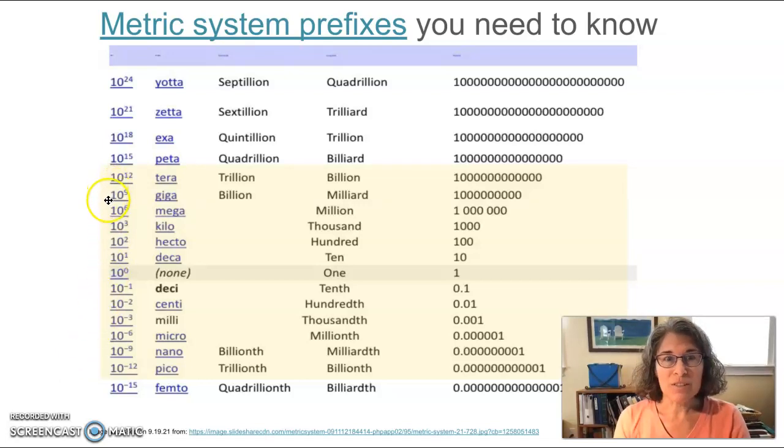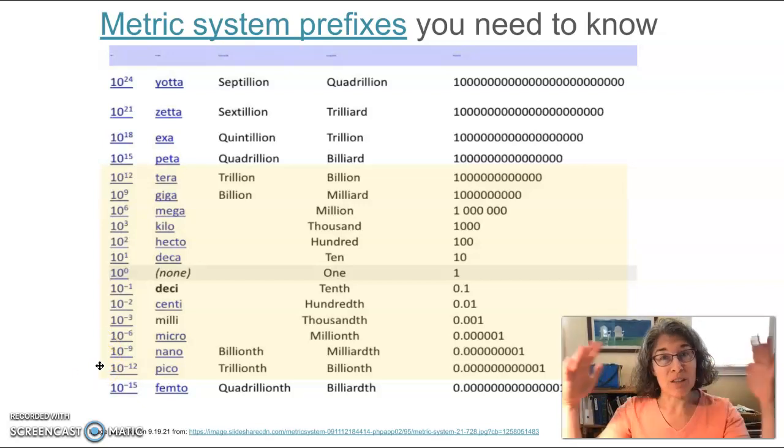So 10 to the 12th is tera, 10 to the 9th giga, 10 to the 6th mega, 10 to the 3rd kilo, 10 to the 2nd hecto, 10 to the 1st deca. 10, of course, is the base number. And then if you're going to negative exponents, so here you'd be talking about 1 over 10 or 1/10. Some of these would be deci, 1/100th would be centi, 1/1000th would be milli, 1/1,000,000th would be micro, 1/1,000,000,000th would be nano, and then 1/1,000,000,000,000th would be pico.